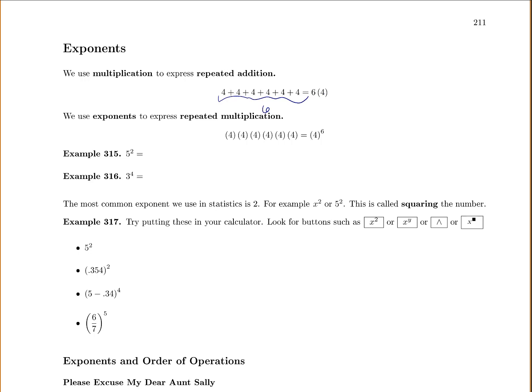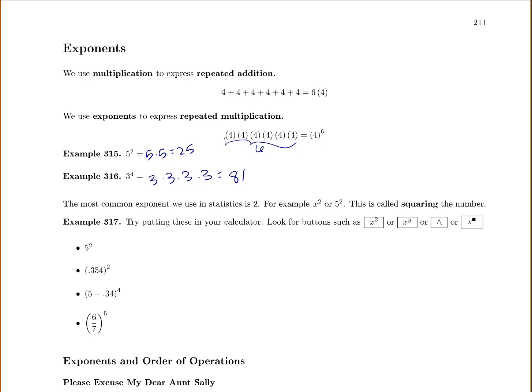So similarly, we want to use exponents to express repeated multiplication. So if I had 4 times 4 times 4 times 4 times 4 times 4, I did that 6 times. That is going to be 4 to the power of 6. It's a lot easier than writing that out 6 times. So for example, 5 squared really means 5 times 5, which is 25. Or 3 to the 4th means 3 times 3 times 3 times 3, which is 81.